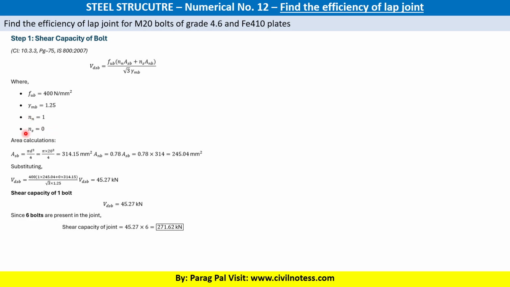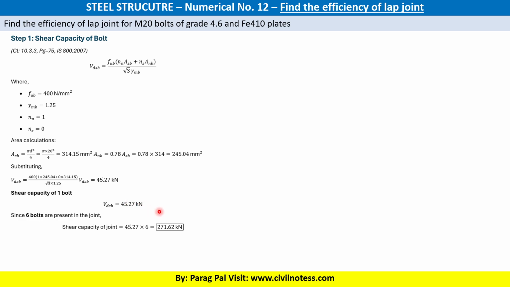So the area calculation we have to do first, and based on that only we can proceed further. Asb equals pi into d square divided by 4. The diameter of bolt is 20 mm, so pi into 20 square divided by 4 gives 314 mm square. Anb equals Asb multiplied by 0.78, which gives 254.04 mm square. Now let's put all the data in this formula. We get Vdsb equals 45.27 kilonewton. Now remember, the shear capacity of one bolt is 45.27.